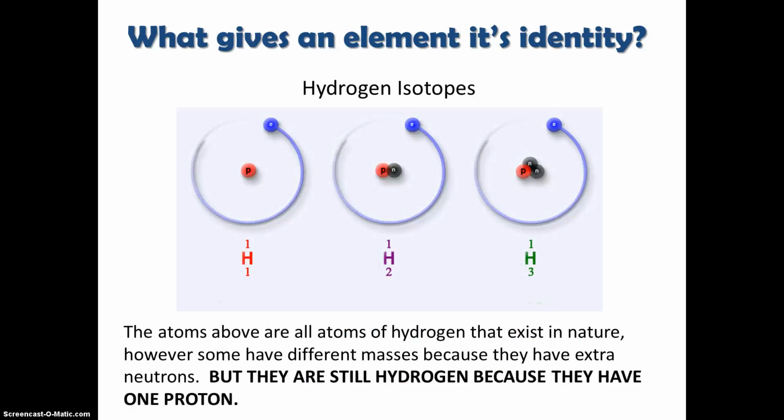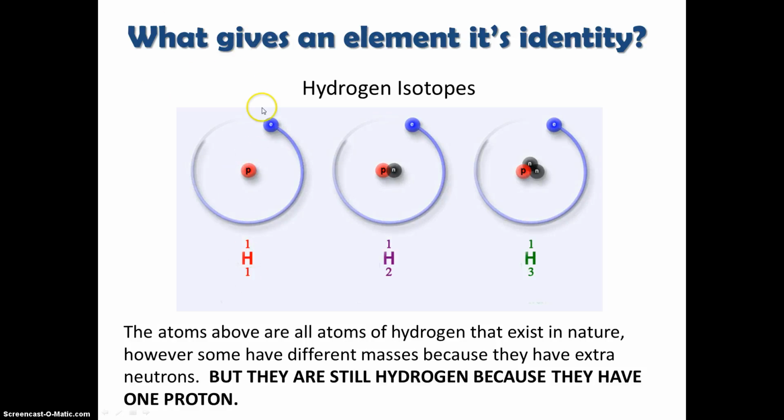Let's take a look at hydrogen. Here's an example of the hydrogen atom. Three versions of hydrogen, as a matter of fact. You'll notice that each of these atoms has differing numbers of neutrons. Atoms can actually exist in nature with extra or fewer neutrons than the normal atom. They're called isotopes. In these atoms above, all three of them have different numbers of neutrons and different masses.